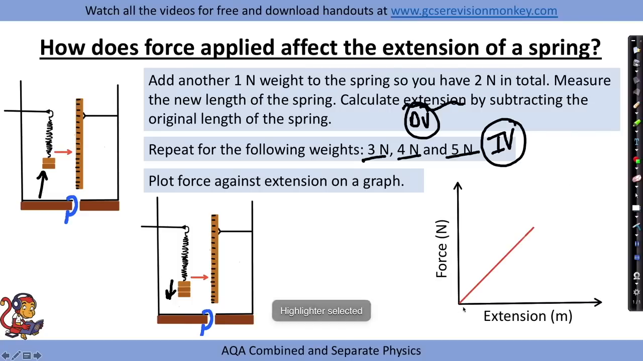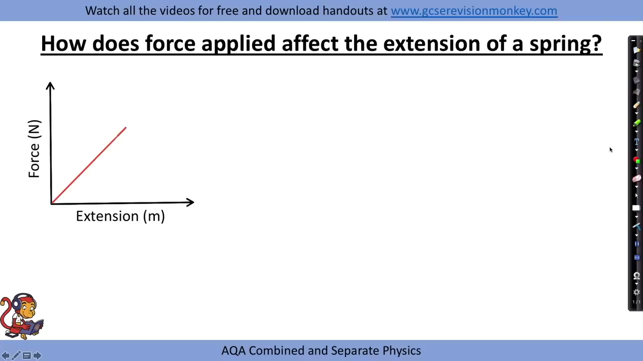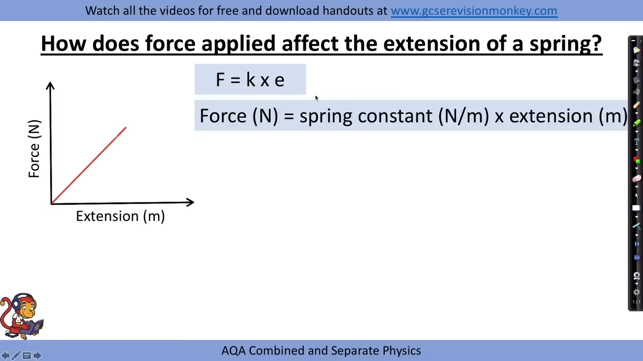Any straight line relationship that goes through zero is a directly proportional relationship. So force applied is directly proportional to extension. So looking at the graph in more detail, this links to an equation which says that force equals spring constant times extension, F equals kE. So if you wanted to calculate spring constant from your values, you would rearrange that equation so that you would have k equals F divided by E.